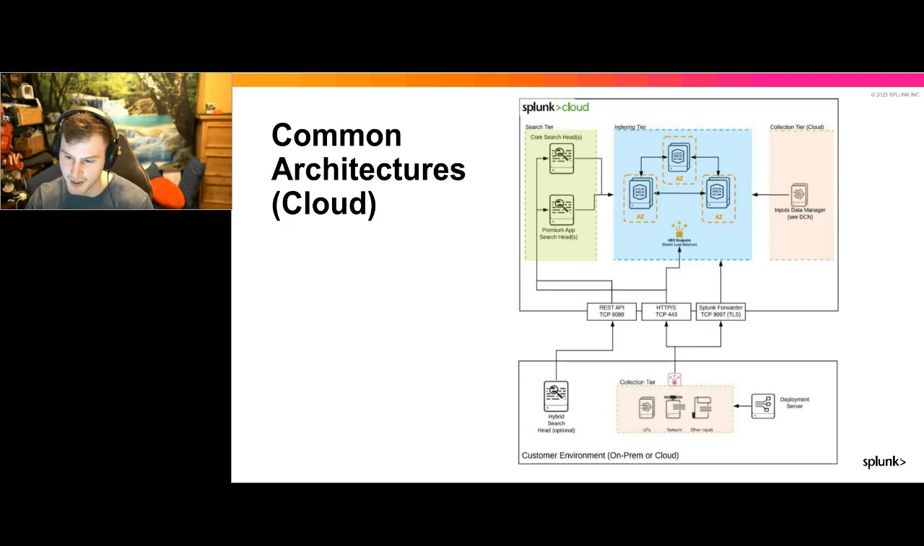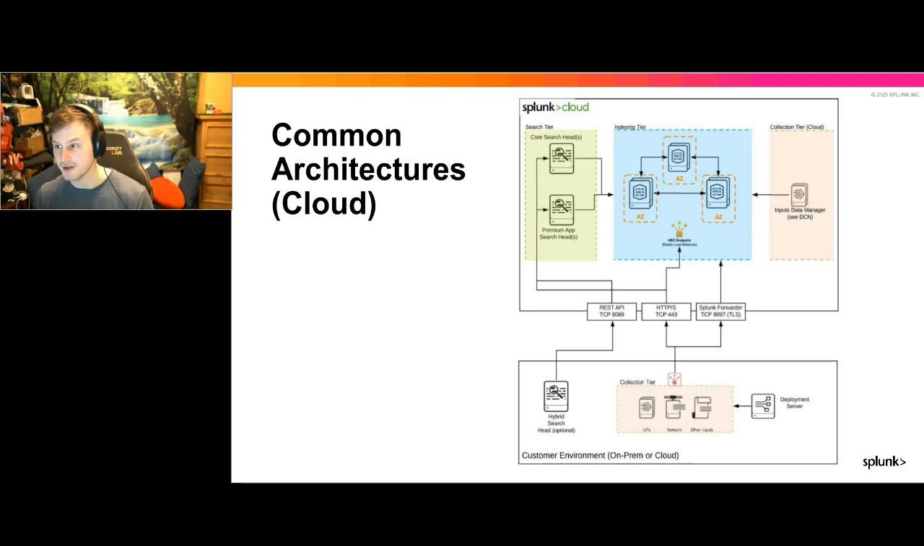So everything above that bottom box is completely abstracted away from you. That's what Splunk Cloud's handling for you. Now you'll see the deployment server there at the bottom in front of your collection tier. The key thing to keep in mind when we're talking about cloud is your deployment server needs to be in a location wherein it can reach Splunk Cloud, and additionally, it can reach your forwarders.